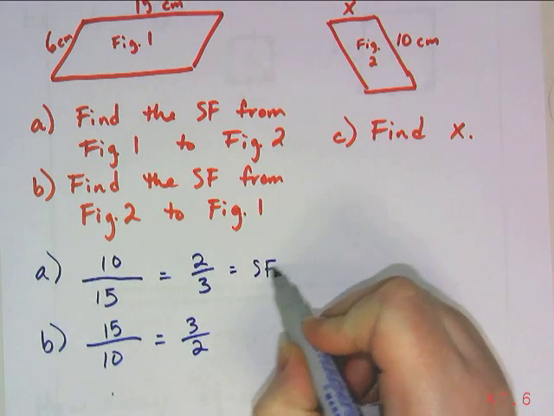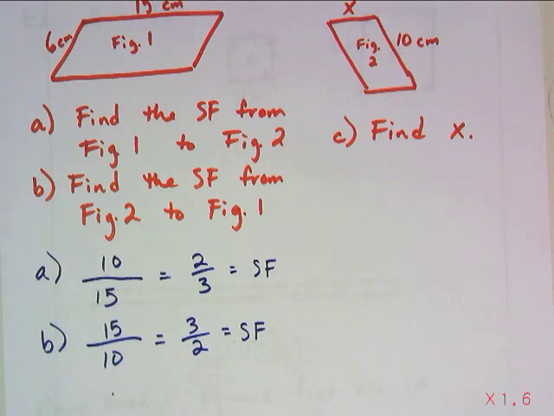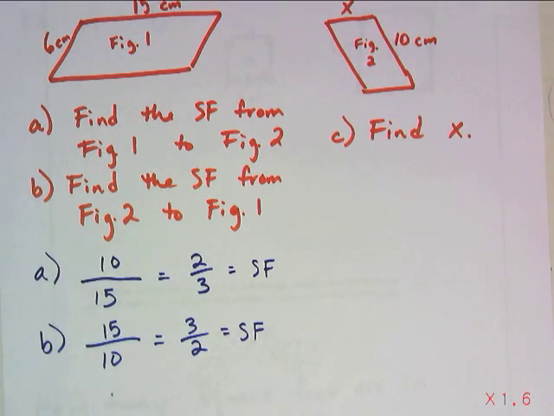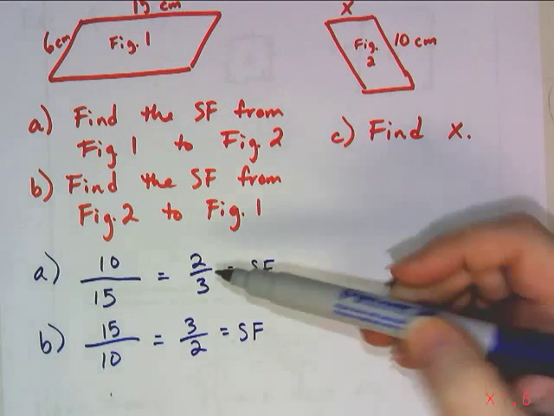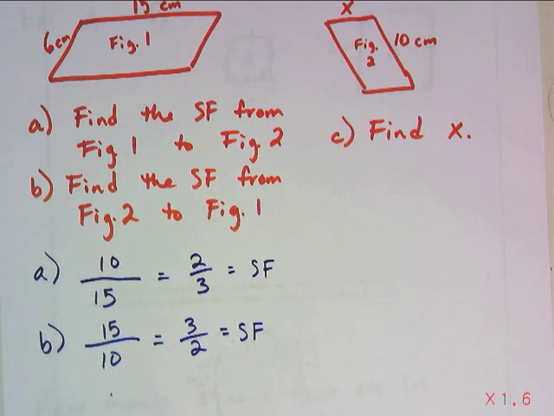Notice the answers are reciprocals of each other. They should always work out to be that way when you find the two different scale factors between any pair of matching similar figures, for this very reason. All that you're doing is changing which value goes in the numerator and which one goes in the denominator, so your scale factors should always be reciprocals of each other.